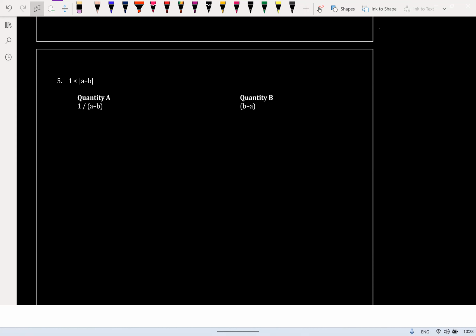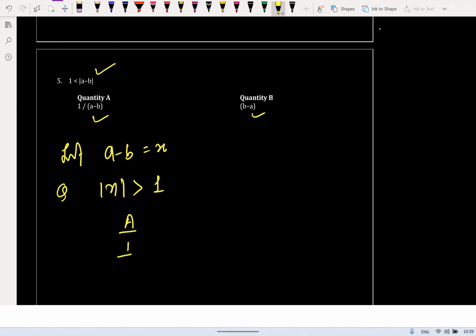Should I give some example values for A and B and try it? You can, but do you really need that? You have to first reduce the question for yourself, Alexa, because in the question, in the quantities, A minus B is mentioned. Let's say A minus B is equal to X. Now my question becomes: given that mod X is greater than 1, quantity A becomes 1 by X, quantity B becomes minus X. Check, because if I've taken A minus B as X, then B minus A has to be minus X only, right? So now this is your new question, Alexa.